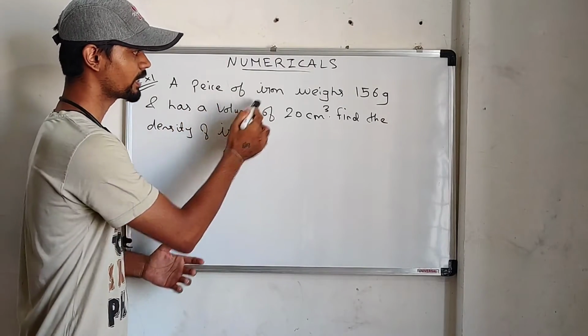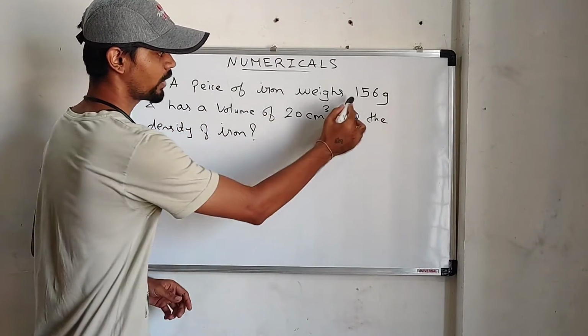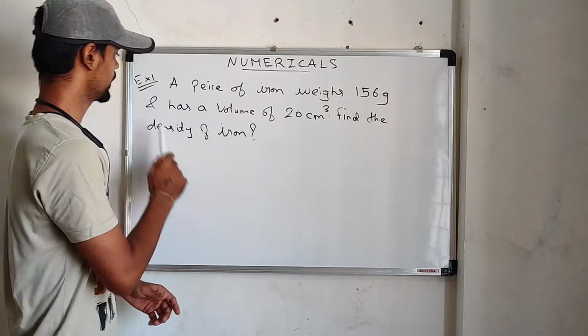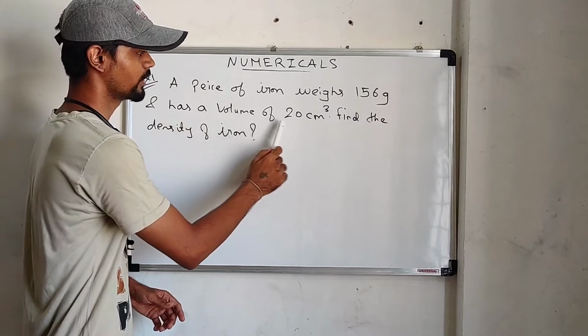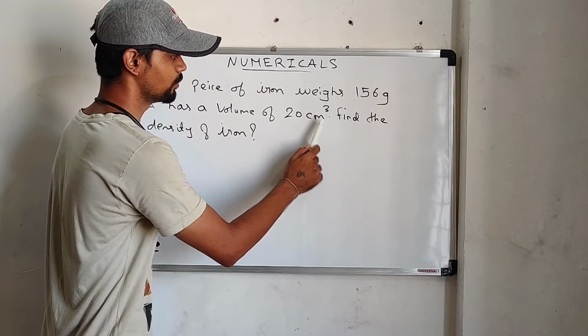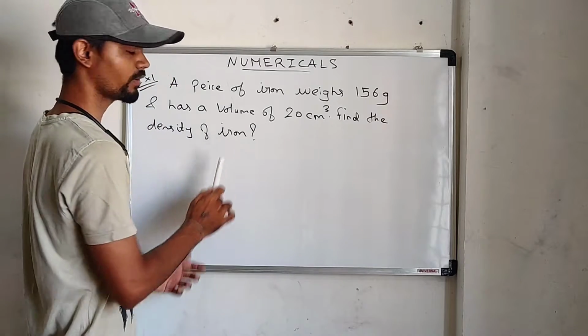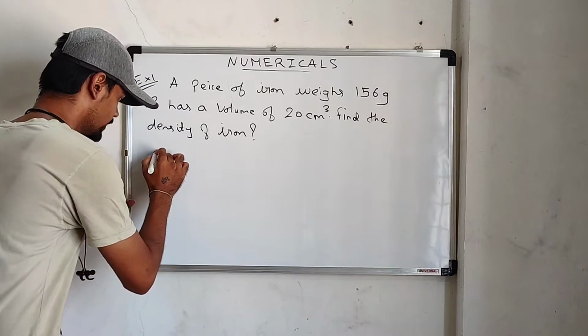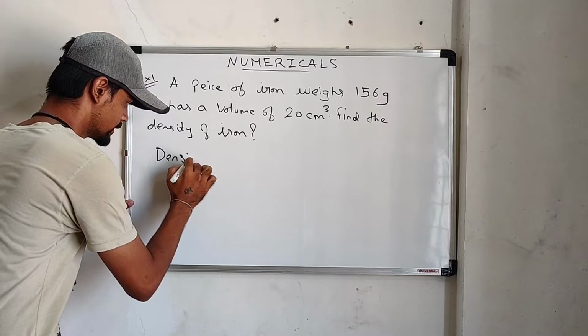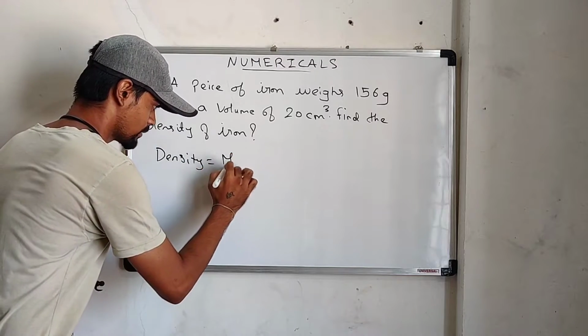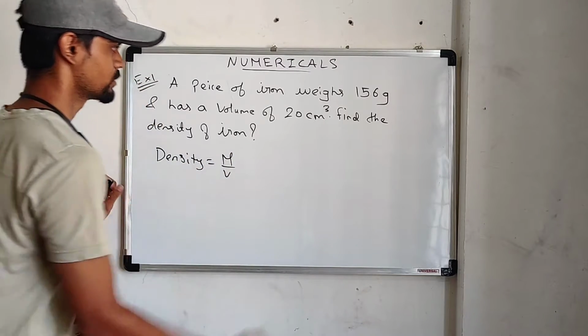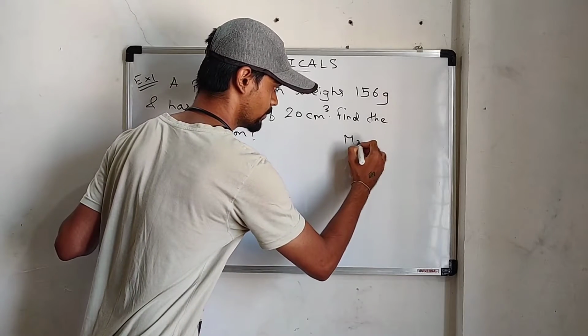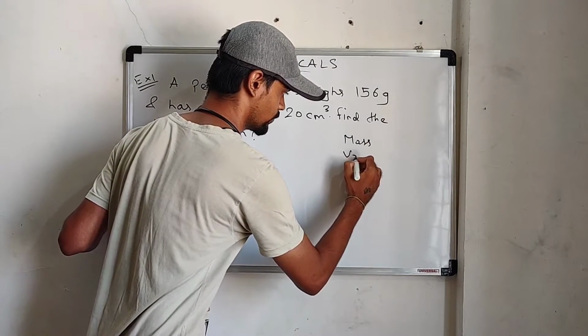A piece of iron weighs 156 gram and has a volume of 20 centimeter cube. Find the density of iron. Here we know what density is. Density is nothing but mass upon volume, right? So already we have mass as well as volume.